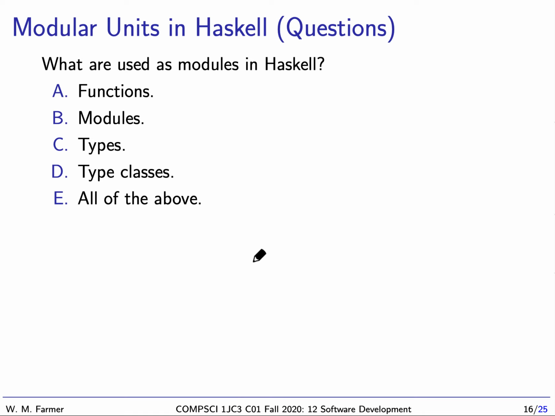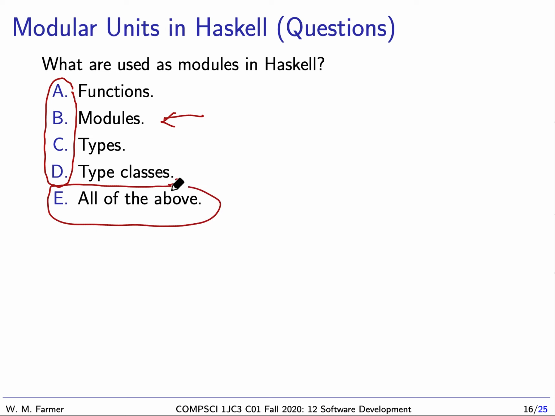Okay, welcome back. Well, in Haskell, functions are very, very basic. Modules that are associated with files are important. Types, type classes, all of these are important, and all of these really are modules. They're all different kinds of modules. Notice one of them is actually called a module, but the other things are modules as well. Okay, so the real answer, I should have circled this. This is the real answer.